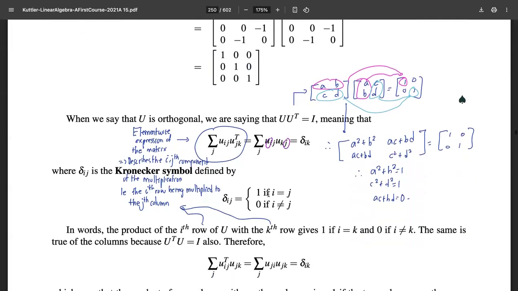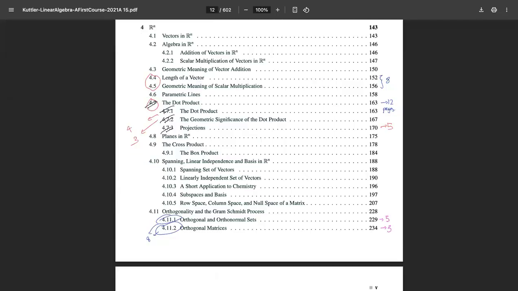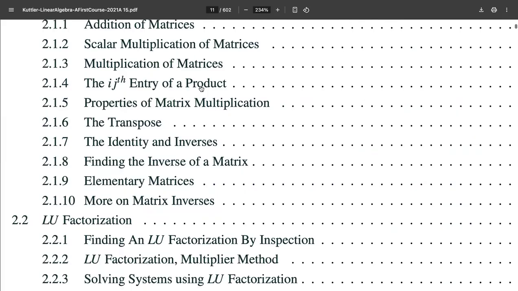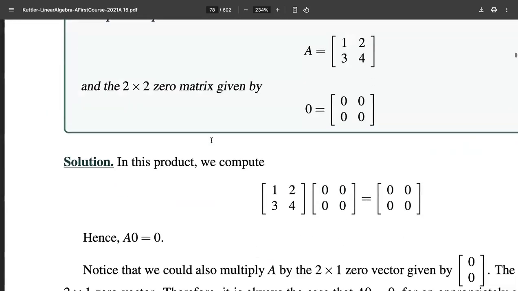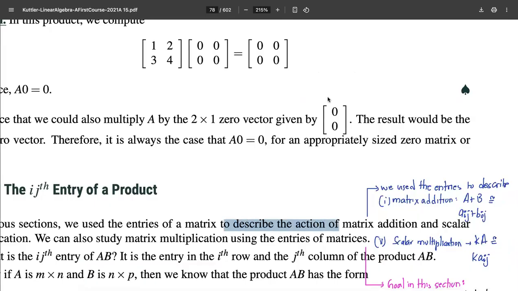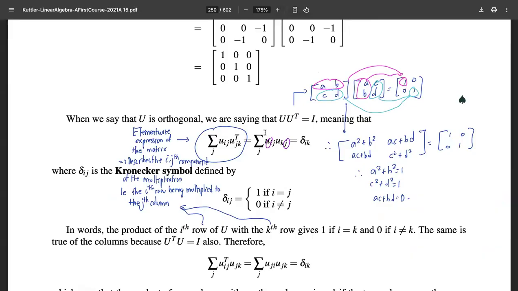So here we just want to apply what we learned under the ijth entry of a product. In this subsection, what we did was we used the entries of a matrix to describe matrix multiplication. We went through this earlier in the semester, and the idea is the same here.